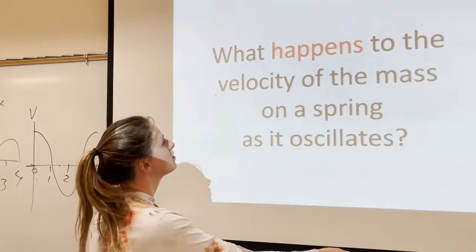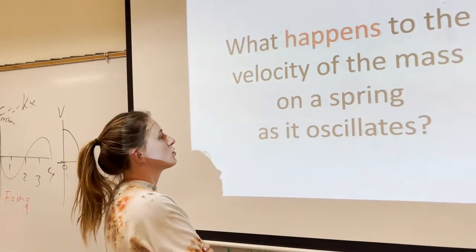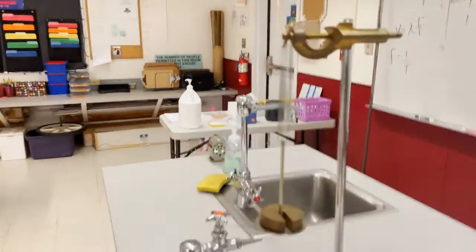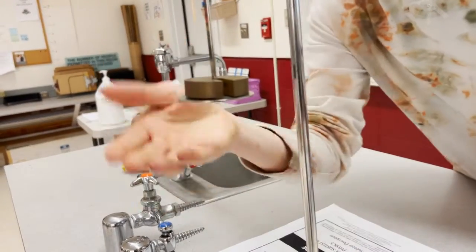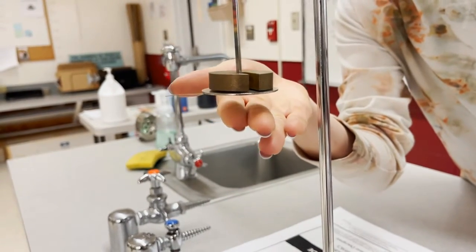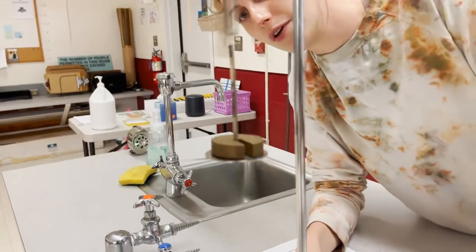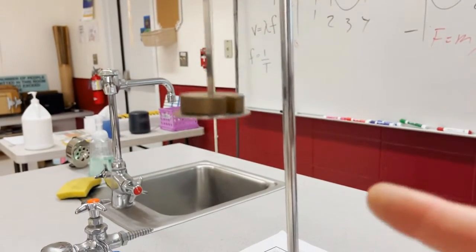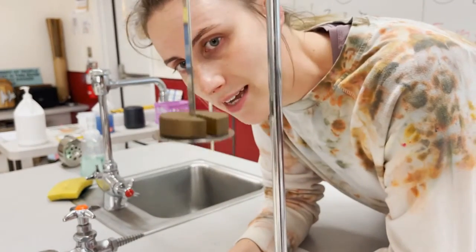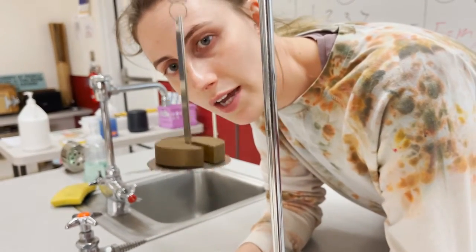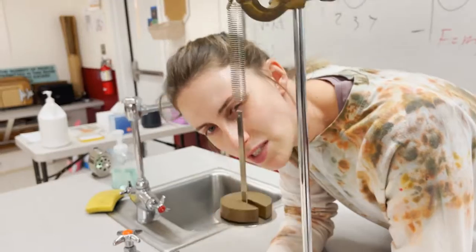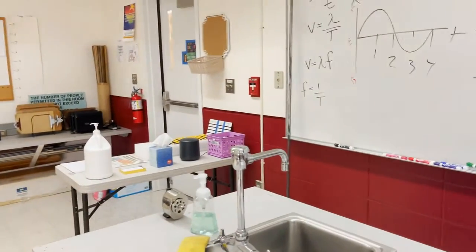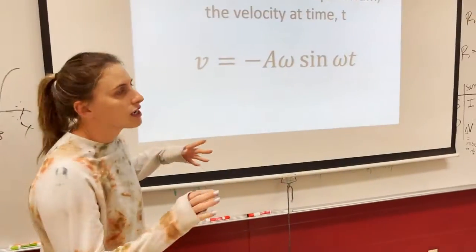Okay, so what happens to the velocity of the mass on a spring as it oscillates? That's a good question. Well, it changes, right? That thing is not moving hardly at all, but we get it moving. What is going on with the velocity? Well, my first question, what happens at the bottom? Well, at the bottom, it has to stop and change directions. And what happens at the top? Well, the same thing. And what's going on in the middle? Okay. So we're going to come back to that.